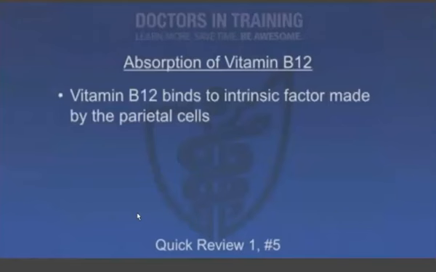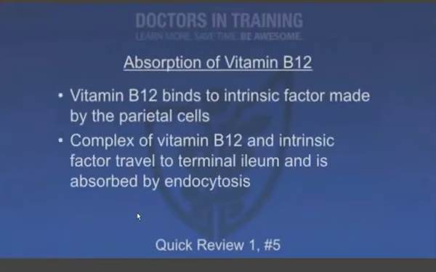Number 5, briefly describe how B12 is absorbed by the body if administered orally. So the absorption of B12 is important to know for a lot of your standardized tests going through your medical professional training. So just the quick overview is B12, you swallow it, goes to your stomach, and in your stomach vitamin B12 binds to intrinsic factor, which is made by parietal cells. This complex of vitamin B12 plus intrinsic factor then travels through your gut all the way to the terminal ileum.